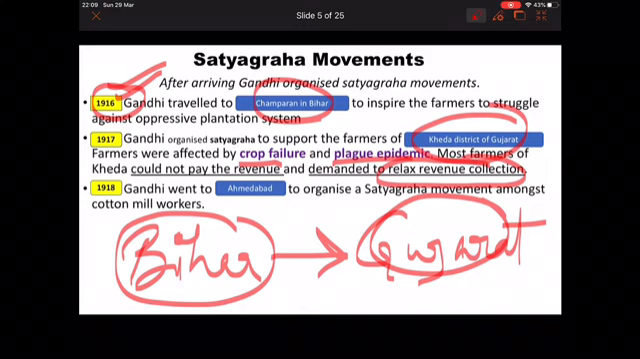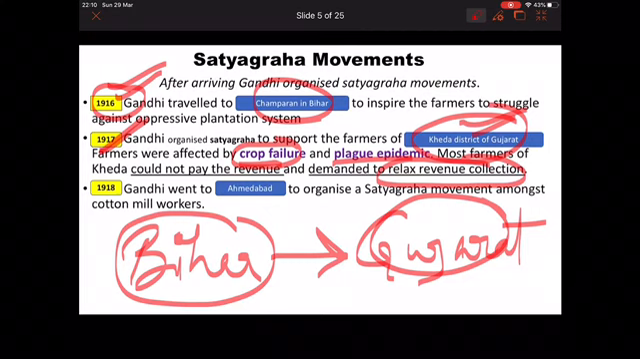Why a little amount of money? Why not the usual amount of tax? Because the farmers have already faced crop failure. So this happened where? Don't forget, the Kheda district of Gujarat. This happened in which year? 1917. So Gandhi applied the Satyagraha concept. First, in which year? 1916, where? Champaran, Bihar. Next, in the following year, 1917, where? Kheda district of Gujarat. The causes are different. You must not get confused and do not jumble up the causes.